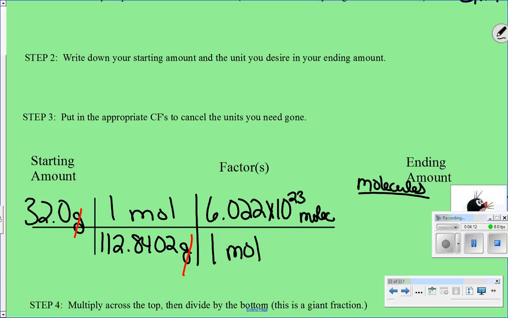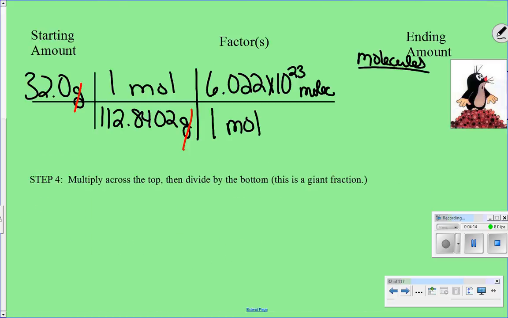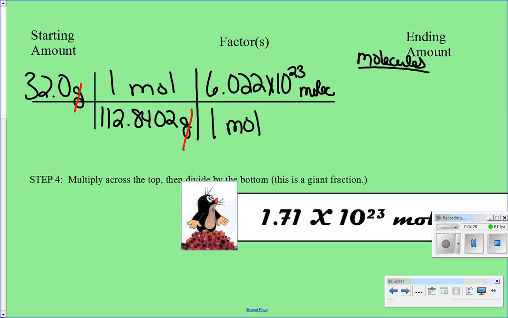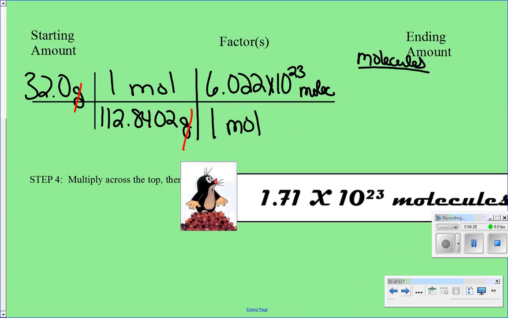So what you're punching into your calculator is going to be 32 times 6.022 times 10 to the 23rd. So remember using that little E button. And then you're dividing that by 112.8402. What this should give you is 1.71 times 10 to the 23 molecules.